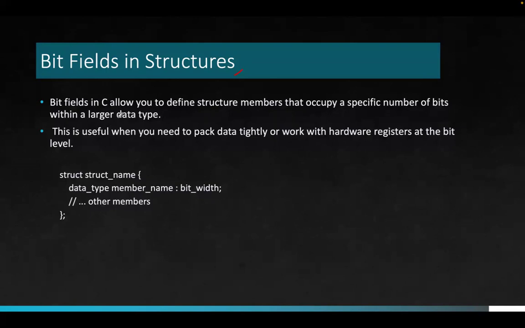Bit fields in C allow you to define structure members that occupy a specific number of bits in larger data types. This is useful when you need to pack data tightly or work with hardware registers at the bit level. You remember registers, right? This is mostly used in embedded systems, when you do embedded C coding. If you want to work with a register in binary, it will have 8 bits.